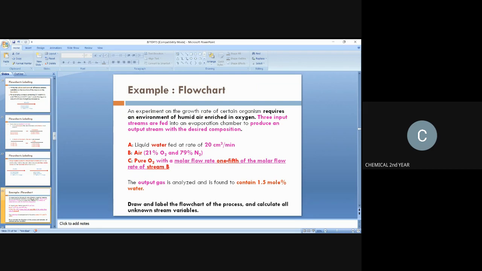First, liquid water is fed at the rate of 20 centimeters cubed per minute, then air at 21 percent O2 and 79 percent N2, and then pure oxygen with a molar flow rate one-fifth of the molar flow rate of the air stream. The output gas is analyzed and is found to contain 1.5 mole percent water. Draw and label the flowchart of the process and calculate the unknown stream variables.